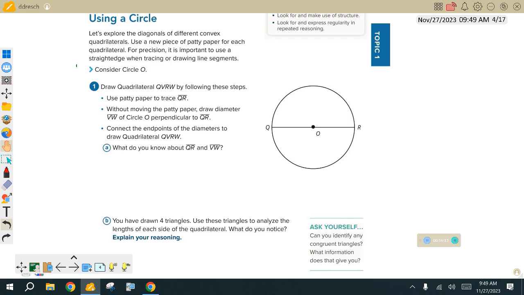So let's do this. Take your patty paper and put it on top of that circle. What I want you to do is exactly what it says: trace segment QR on your patty paper. I want everybody to trace segment QR onto your patty paper, that's it. I can't quite do that very easily on my board. Now, on your patty paper, all you have is a segment QR.